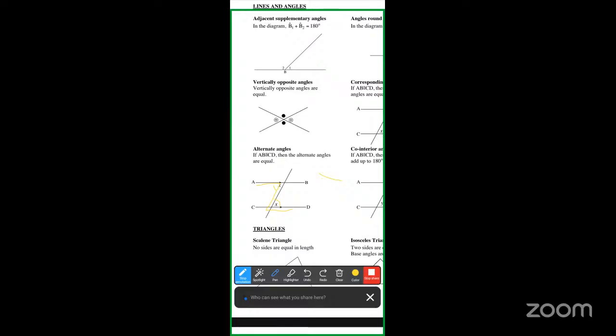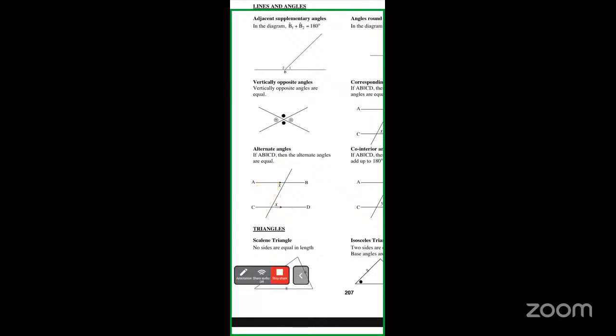You can't just say angle X is equal to angle X and leave it like that. No, you won't get full marks. You need to show off as a mathematician. State those parallel lines: AB is parallel to CD. Same applies with co-interior angles.